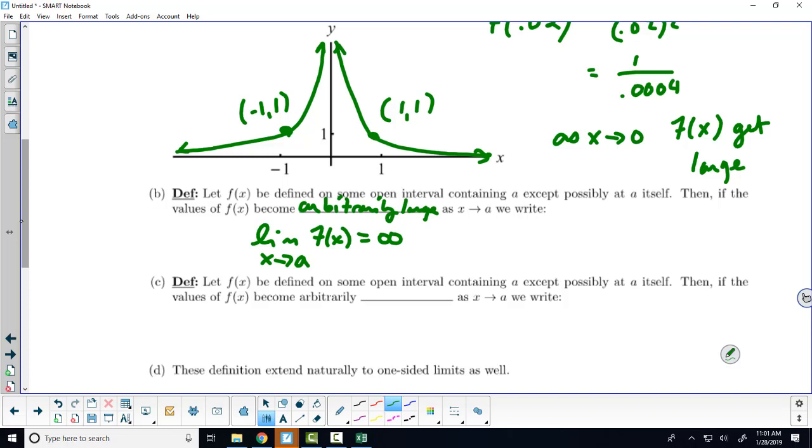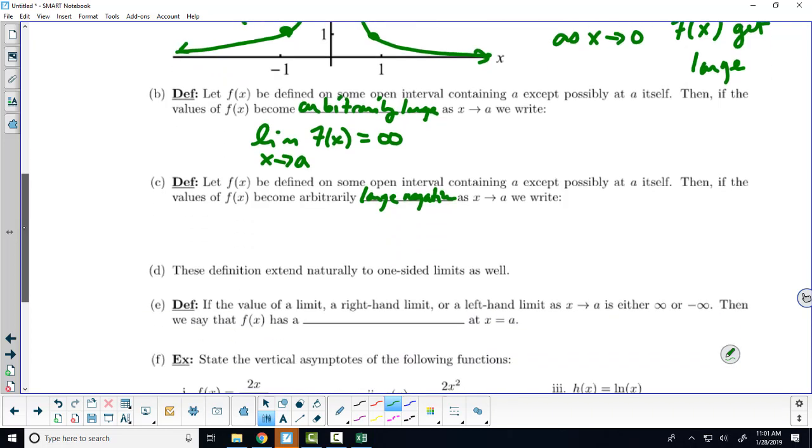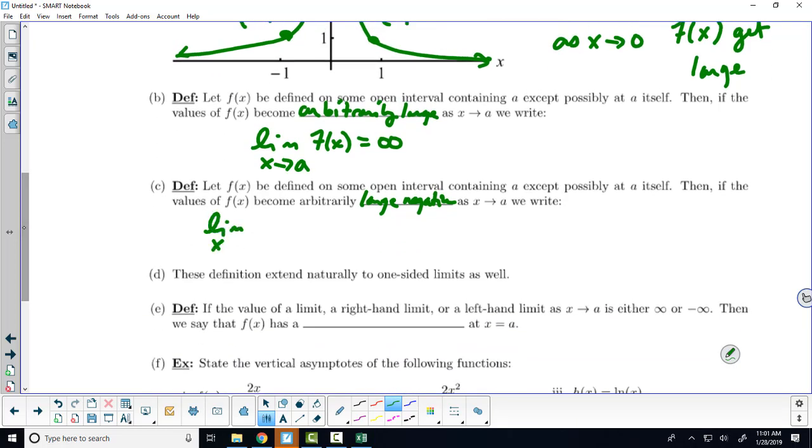Okay. If the values become arbitrarily large and negative, I want to emphasize that they're large. So I'll often say large negative. You know what I mean when I say that? I mean in the absolute value sense, they're getting large. So I'm talking about like negative 1,000, negative 10 million, etc. Okay. So I'll say large negative. Then what do you think we'll write? We'll say the limit as x approaches a of f of x equals what? Negative infinity. Okay. And we can apply that to left and right hand limits as well.